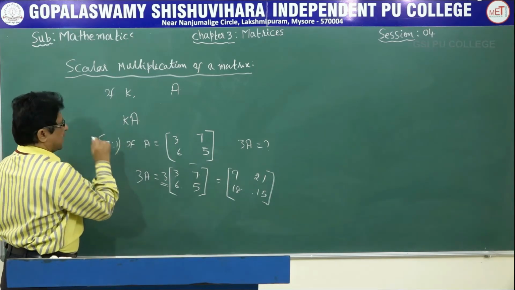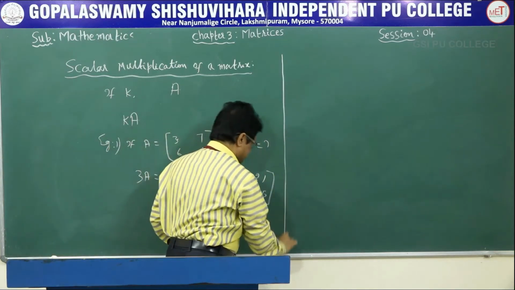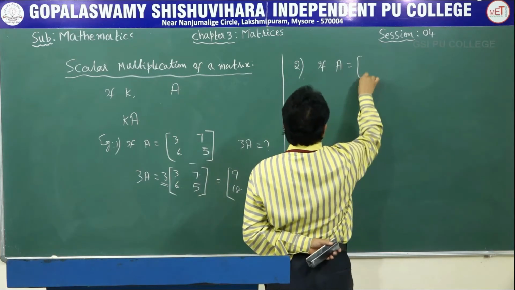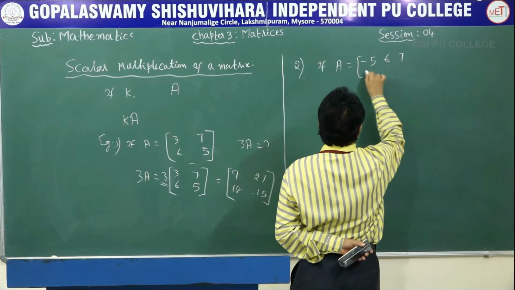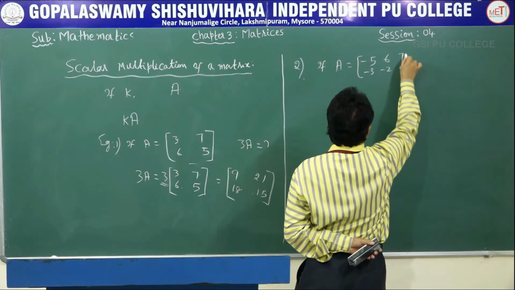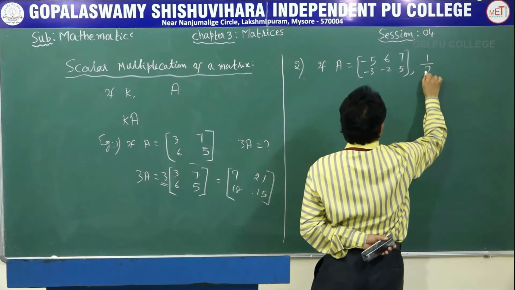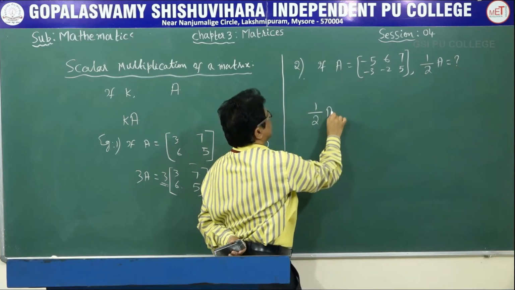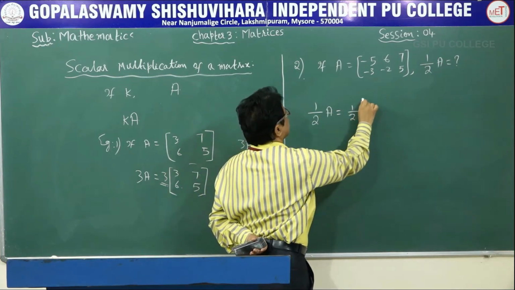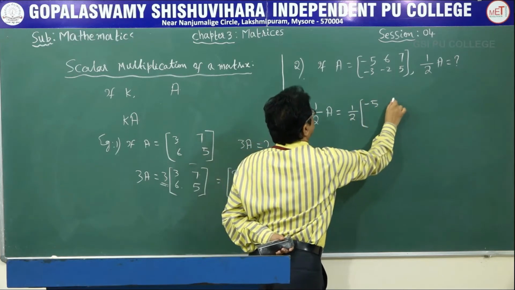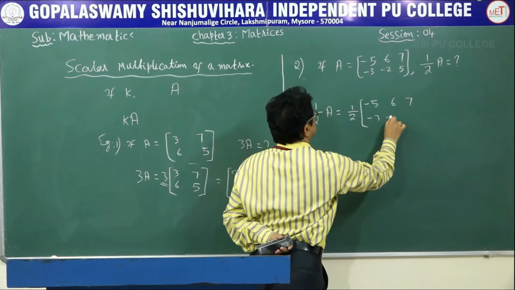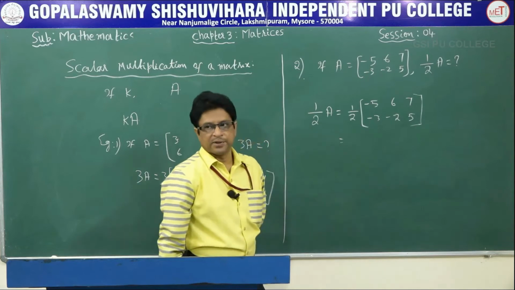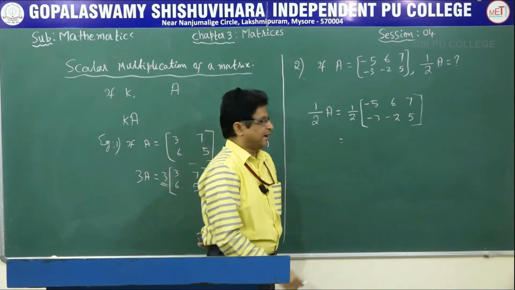Suppose let us consider another example. If A equals minus 5, 6, 7, minus 3, minus 2, 5. Suppose if you want to find half A, half into A. So half into A will be equal to half into the given matrix minus 5, 6, 7, minus 3, minus 2, 5. So half should be multiplied to all the elements of the matrix.